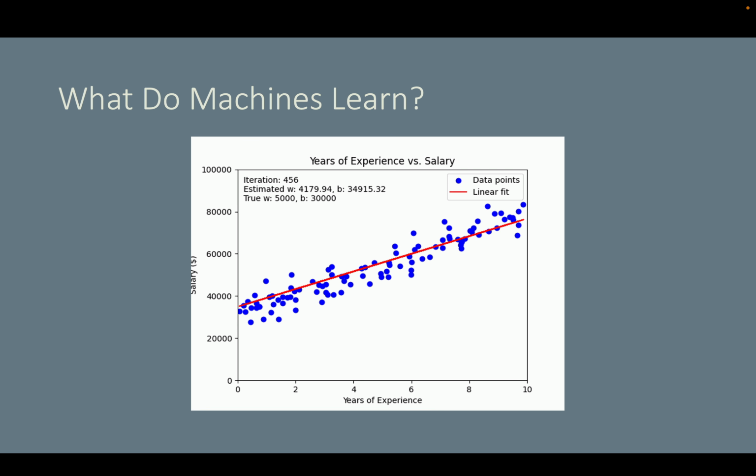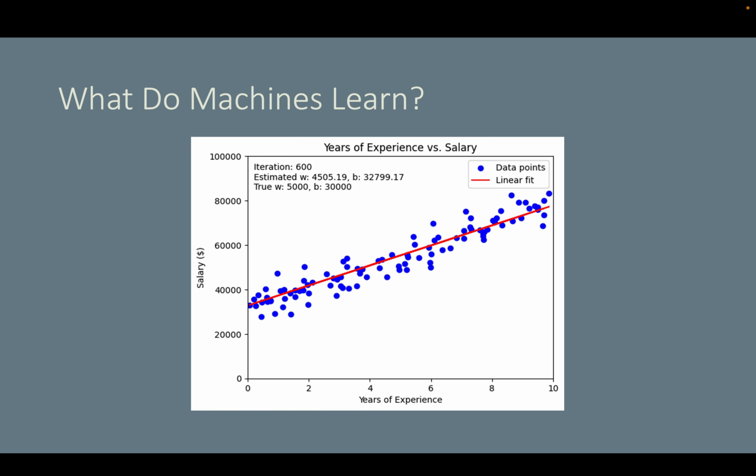So it does this again and again, adjusting the line little by little. Each time, it reduces the gap between the predicted salary, the red line, and the actual salary, the blue dots. After a lot of adjustments, the machine settles on the best fit line. This red line represents the machine's final understanding of the relationship between years of experience and salary. It's not perfect, but it is useful. Then how do I use this trained model? Now, when it sees someone with a certain number of years of experience, it can predict their salary based on what it has learned from the existing training data.